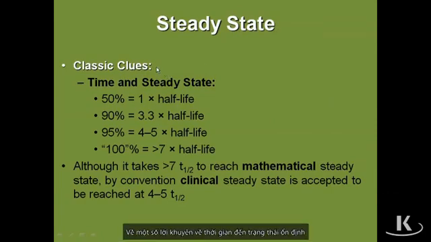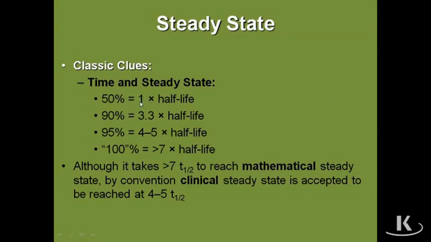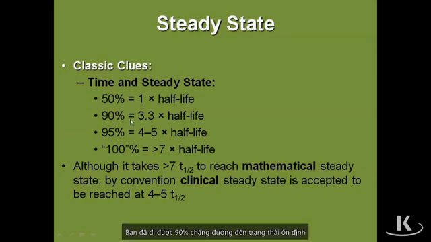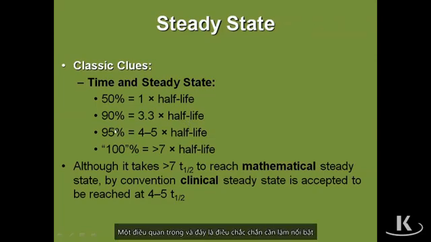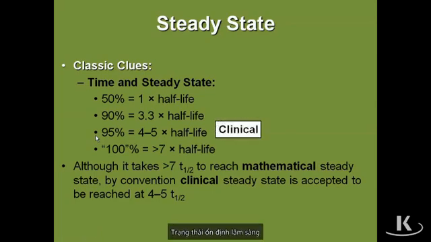In terms of some tips about time to steady state, the rule is this: you get halfway to steady state in one half-life. You get 90% of the way to steady state in 3.3 half-lives. And importantly, here's the one to definitely highlight: in 4 to 5 half-lives, you're about 95% of the way there, which in essence is close enough because we call this clinical steady state. So one more time, it takes 4 to 5 half-lives for a drug to reach clinical steady state, and that's really the number that you must know.